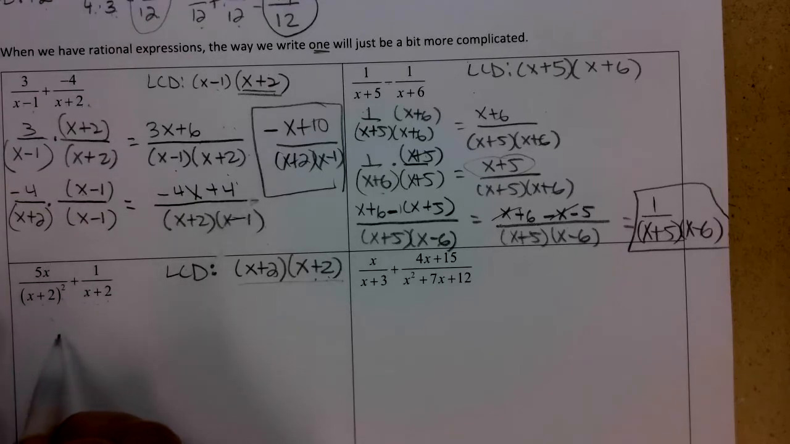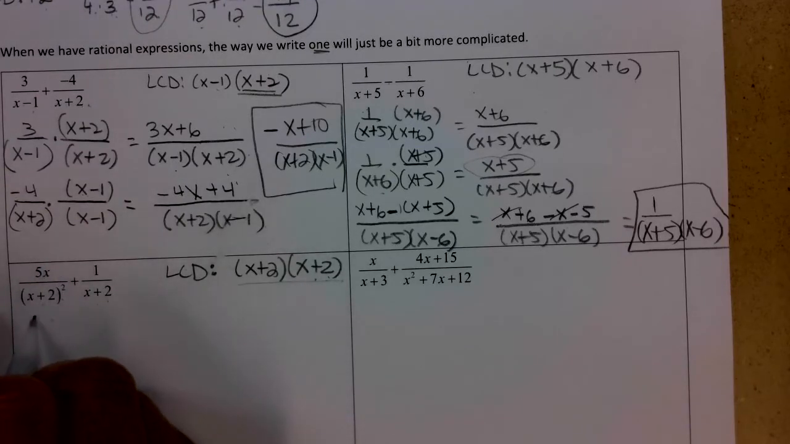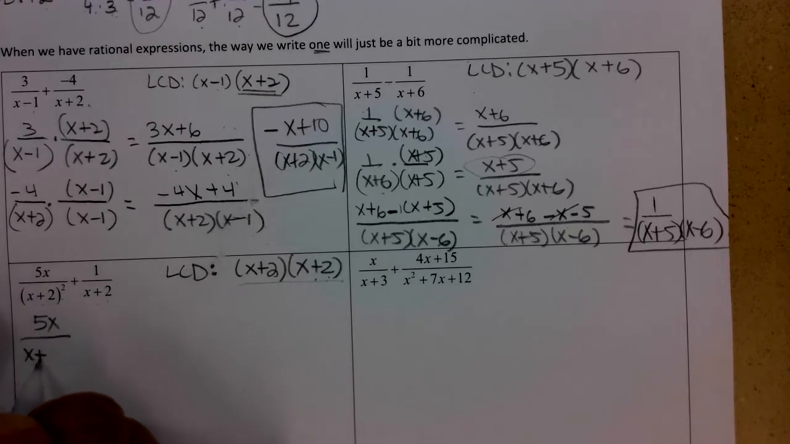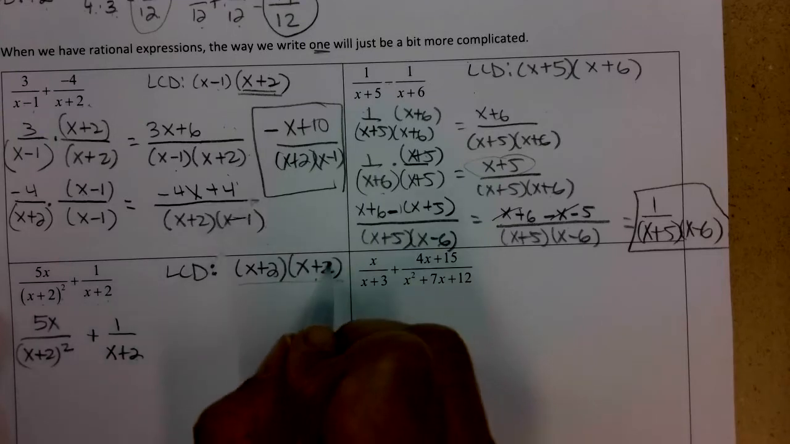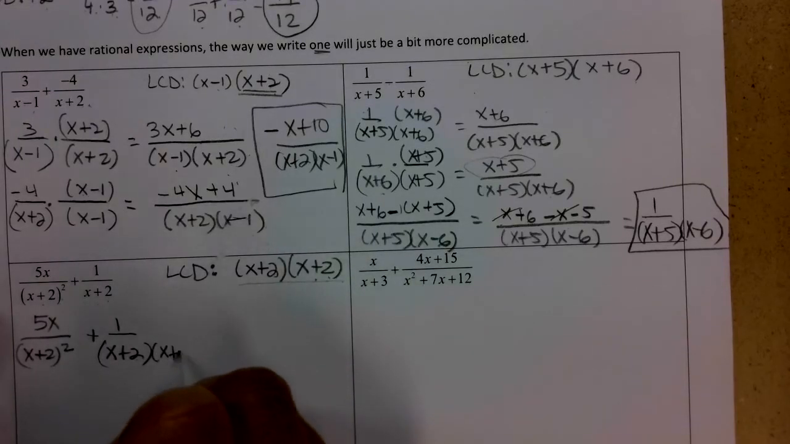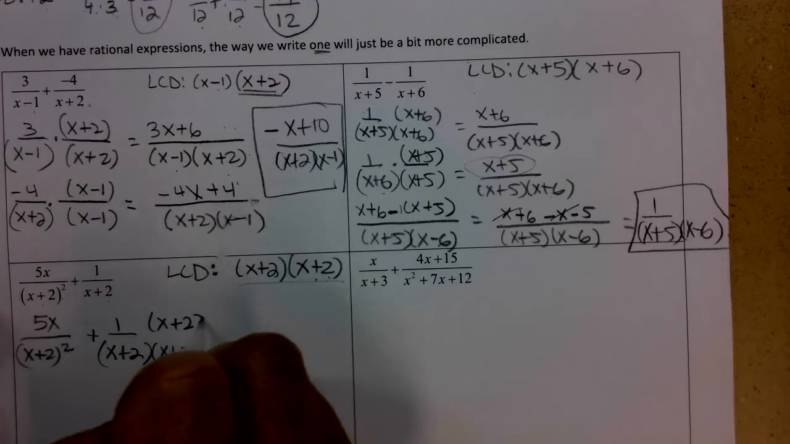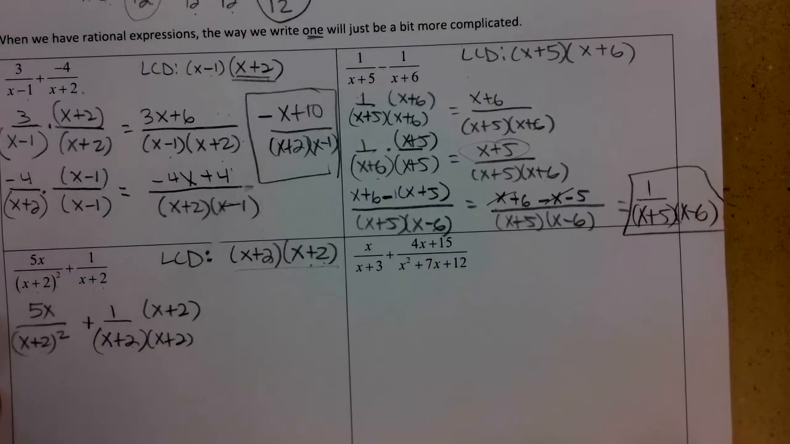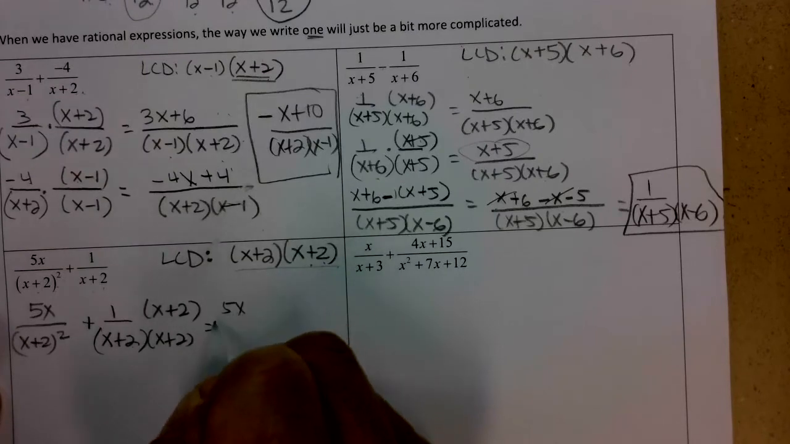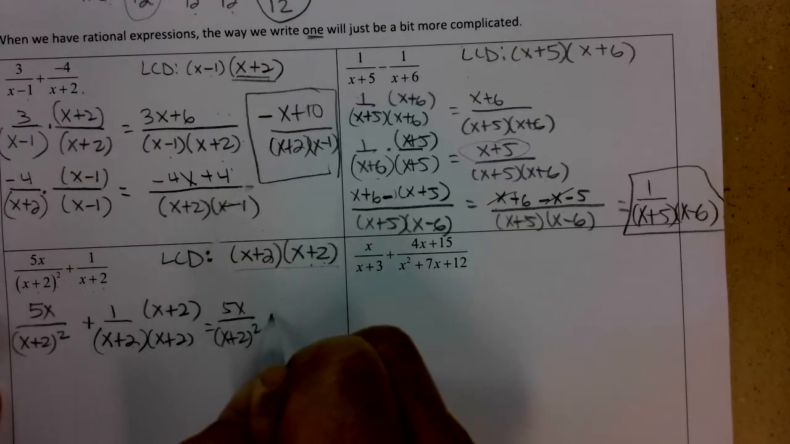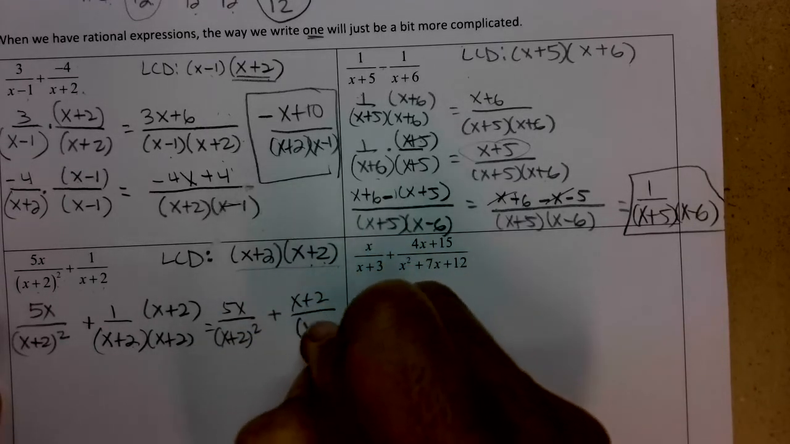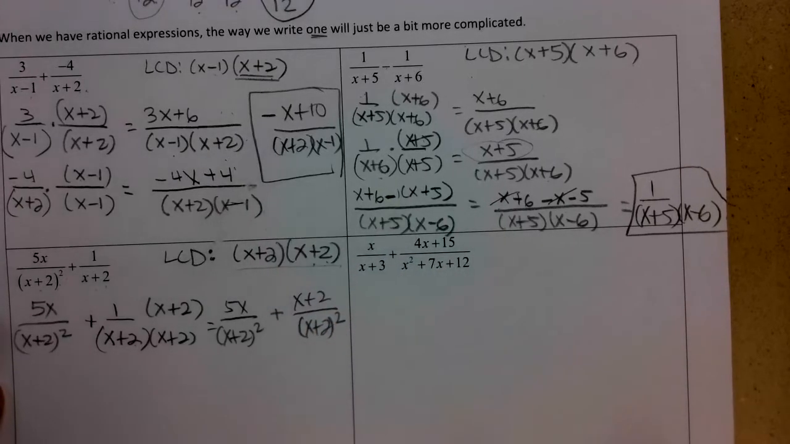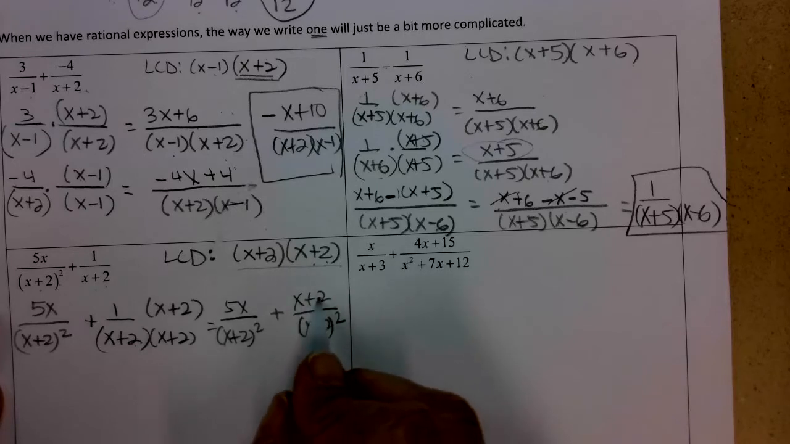So when I look at my fractions to build them up, the first fraction is totally fine. It doesn't need any help at all. It has the common denominator already. The second fraction, right, it has one of those factors of x plus 2. It needs another one. So I'm going to multiply top and bottom of that second fraction by x plus 2. So I have 5x over x plus 2 squared plus 1 times the x plus 2, that's just x plus 2, over x plus 2 squared. So now I have the same denominator. I can go ahead and add the numerators.